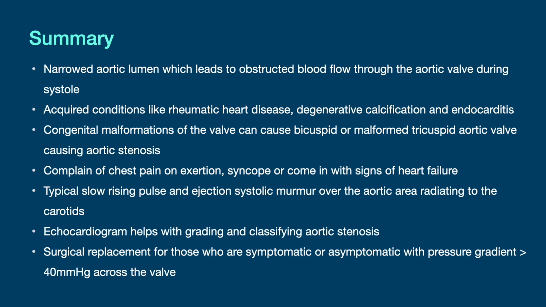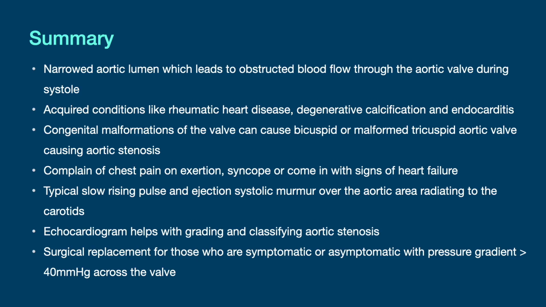Let's summarize. Aortic stenosis is the narrowed aortic lumen which leads to obstructed blood flow through the aortic valve during systole, commonly caused by acquired conditions like rheumatic heart disease, degenerative calcification, and endocarditis. Congenital malformations of the valve can cause bicuspid or malformed tricuspid aortic valve, causing aortic stenosis.